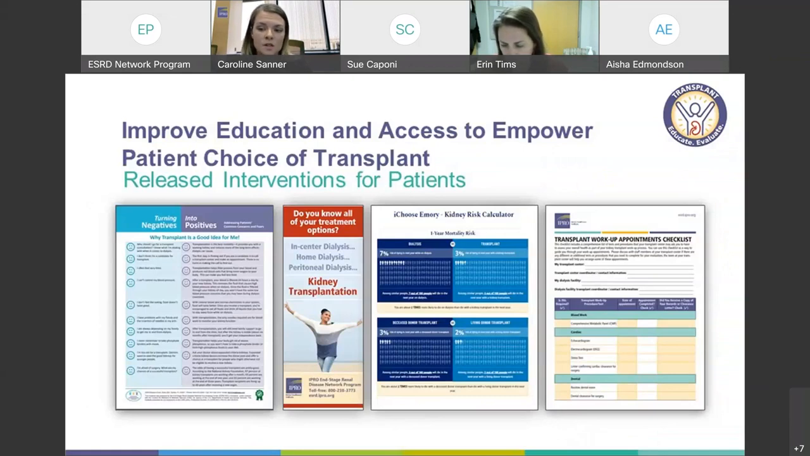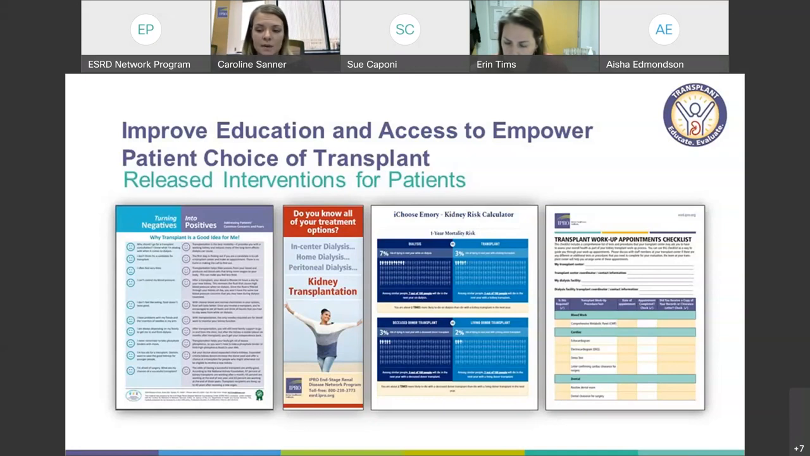In the past few months, the network also has shared the following resources with facilities to be used with patients. First, Negatives into Positives is a great resource from the NCC that your PFR or other highly engaged patients can use to discuss transplant with other patients who are considering that modality. We have a beginner level treatment modality brochure that discusses many options with an emphasis on kidney transplantation. The I Choose Emory Kidney Risk Calculator was shared as well, which is a nice tool where patients can enter their demographic data and other dialysis treatment information, and the calculator tells you your 1 and 3 year mortality risks with staying on dialysis, getting a living donation, or getting a deceased donation.